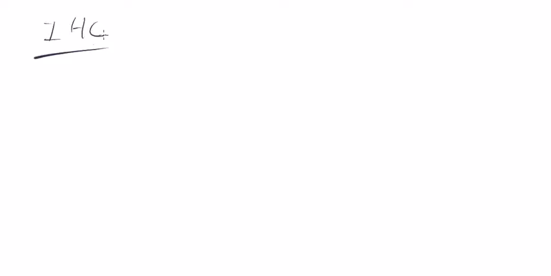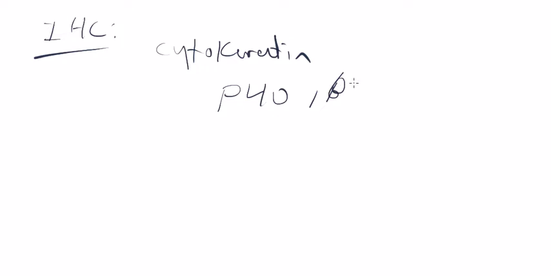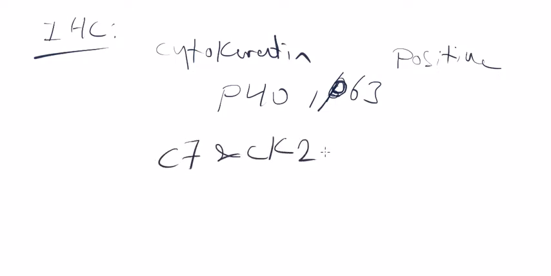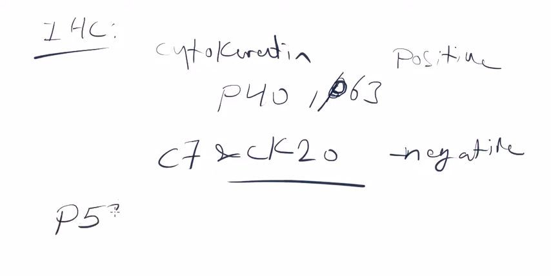Immunohistochemistry will be positive for cytokeratins, especially the high molecular weight ones, and P40 and P63. Well, these will be positive. CK7 and CK20 will be negative. If the cancer is associated with P53 or TP53 mutations, this will indicate a bad prognosis.